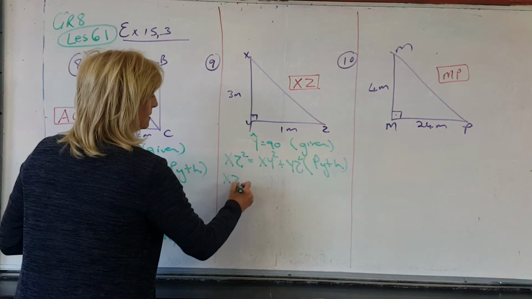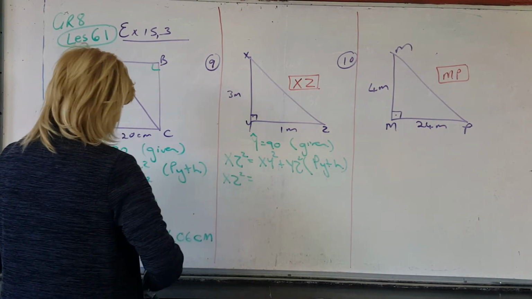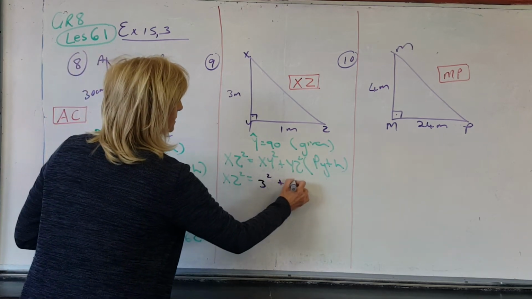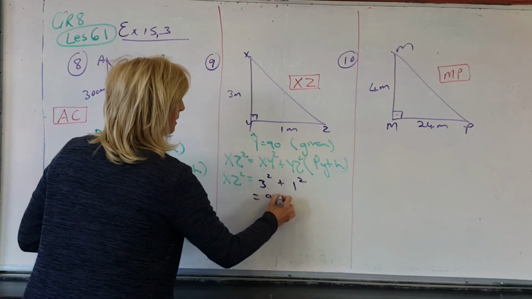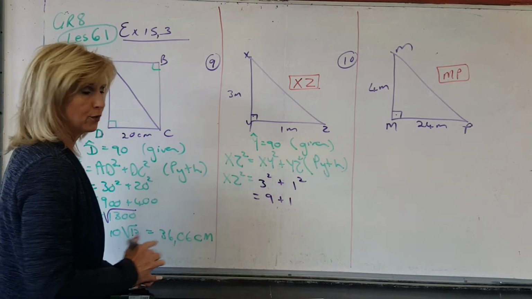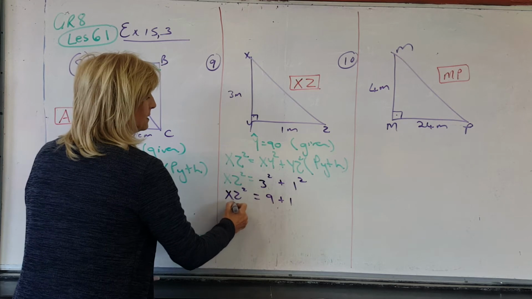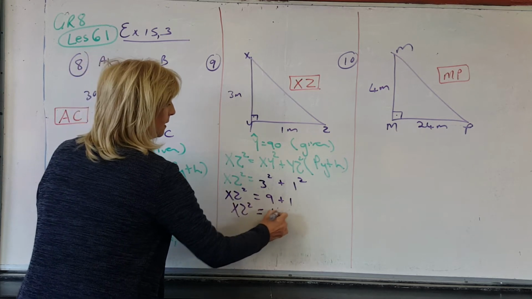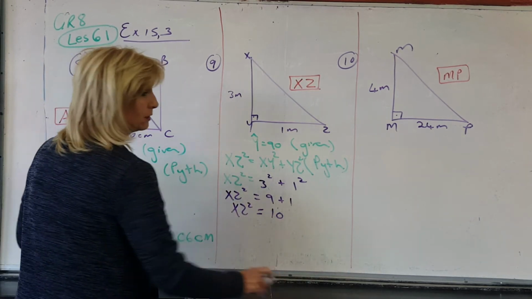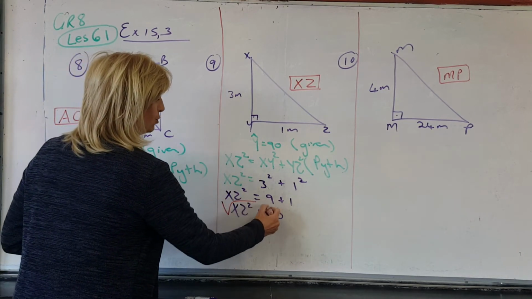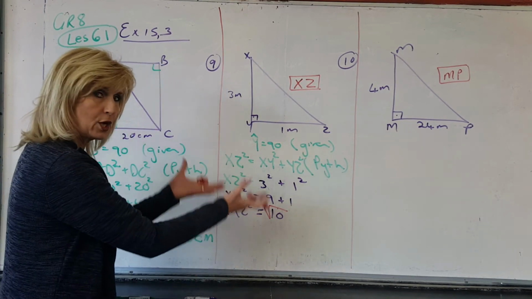So XZ squared is equal to 3 squared plus 1 squared, which will be 9 plus 1. 1 squared is not 2. 1 maal 1 is nie 2 nie. So XZ squared is equal to 10. Wat doen ons dan om daai kwadraat weg te kry? What do we do to get rid of the square? Square root on both sides. Remember, it's still an equation.